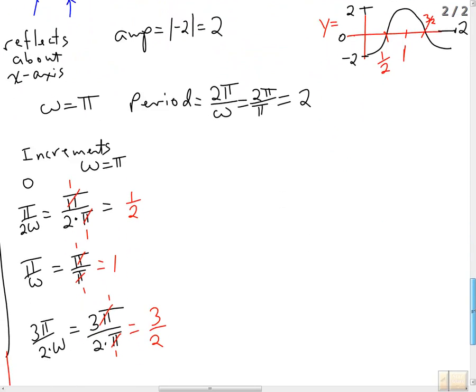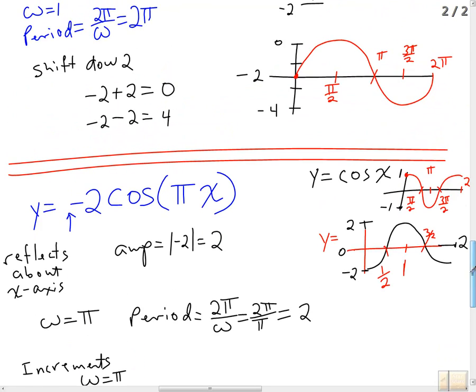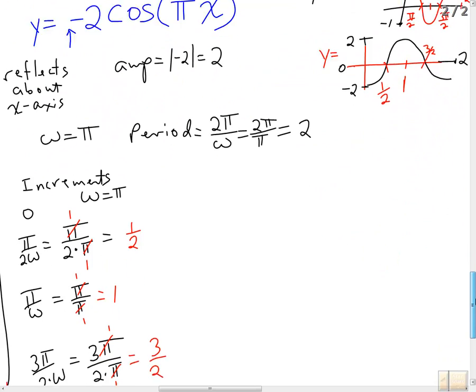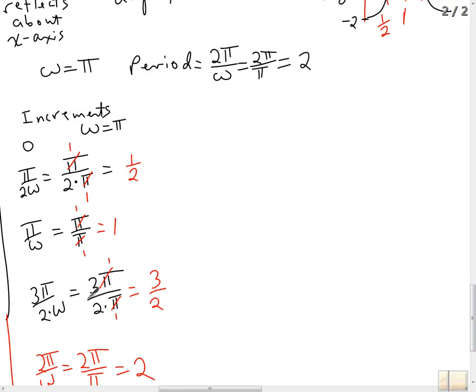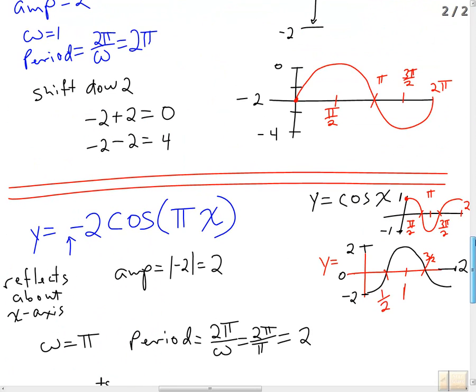And then for pi, that will be pi over omega, so pi over pi, and that's 1. So instead of here being at pi, now it's at 1. And now the next one, instead of being at 3 pi over 2, it's 3 pi over 2 times omega, so we'll make it 3 pi over 2 pi. The pi's cancel and we get 3 over 2. And then the last one, we already knew that one was 2, because that's what we got here.